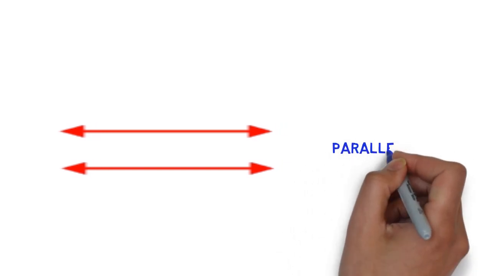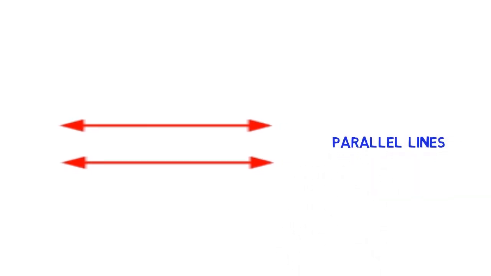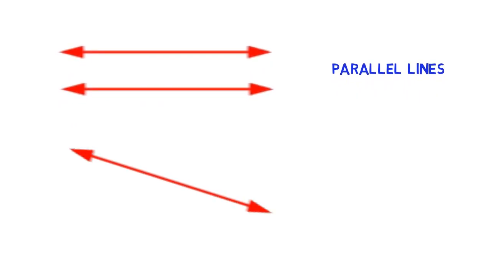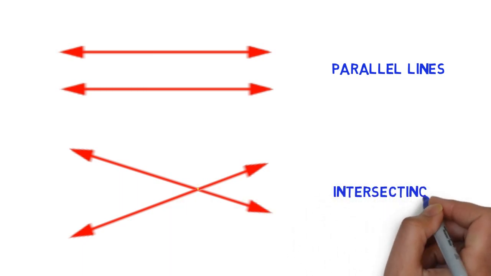So let me write parallel lines. And the other case would be when the lines cross each other. That means there would be one point where both the lines meet. That is called intersecting point. So these kinds of lines are called intersecting lines.